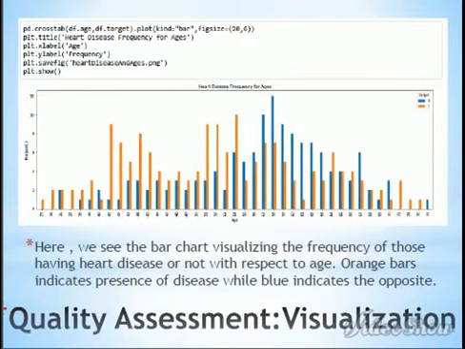Then we have the distribution by age. The blue bar shows those who don't have the disease, but the orange bar indicates those who have it. So around the age of 42, there's a high rate of heart disease, and there's also a high rate of heart disease around 64 years according to this data set.